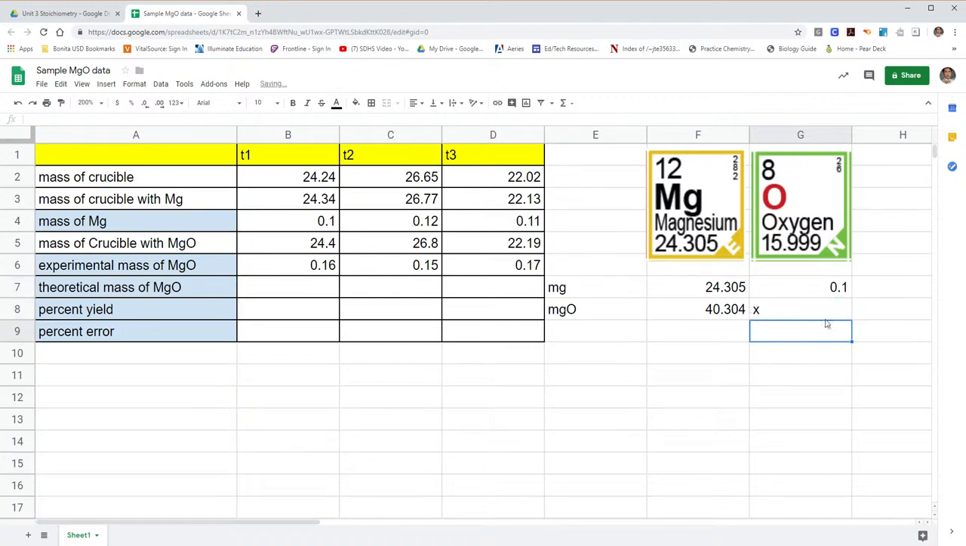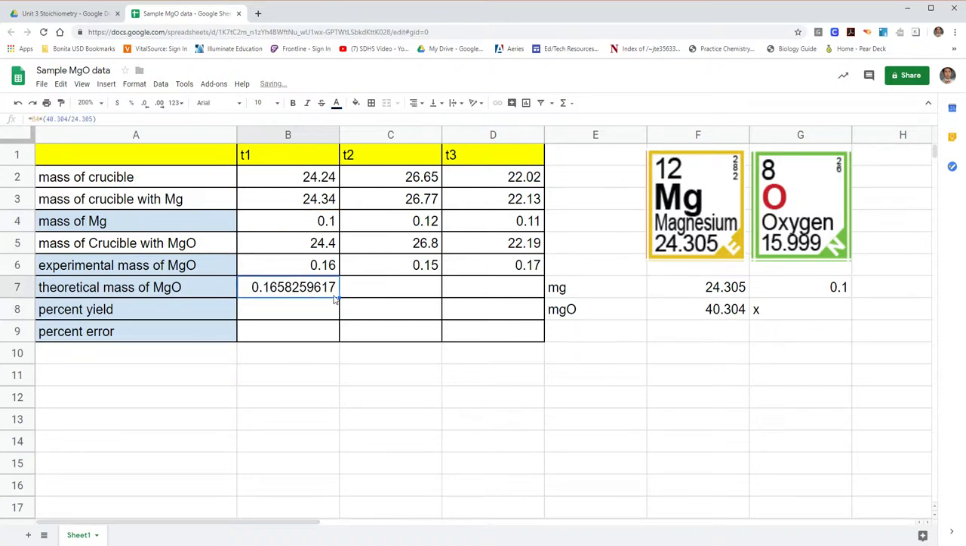Does that make sense? So if you want to think about it in old school algebra, I would cross multiply 0.1 times 40.3 divided by 24. So we're going to go with that simple kind of math. So our theoretical is going to be equal to this, the mass of the little piece of metal, times 40 divided by 24, or 40.3 divided by 24.305. And there you go.